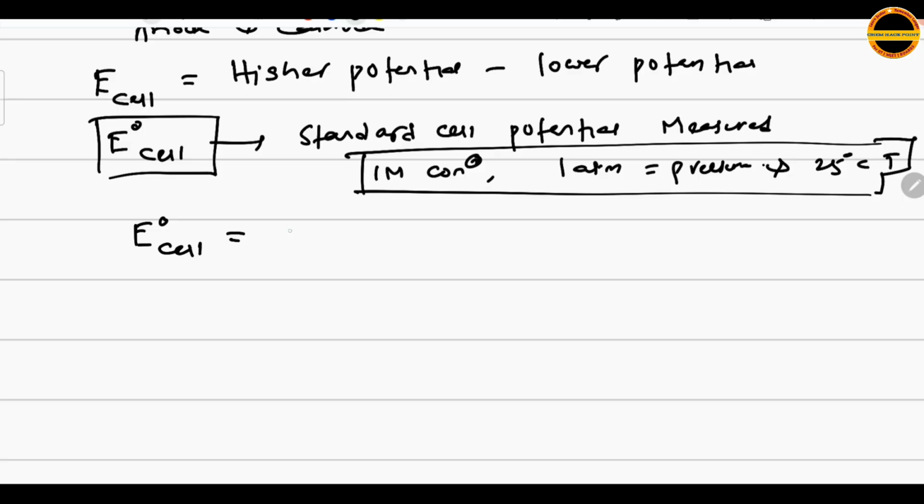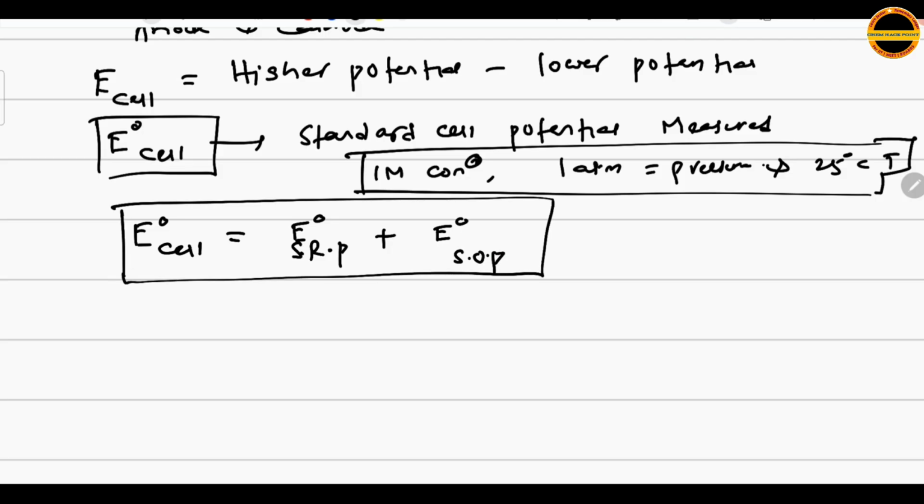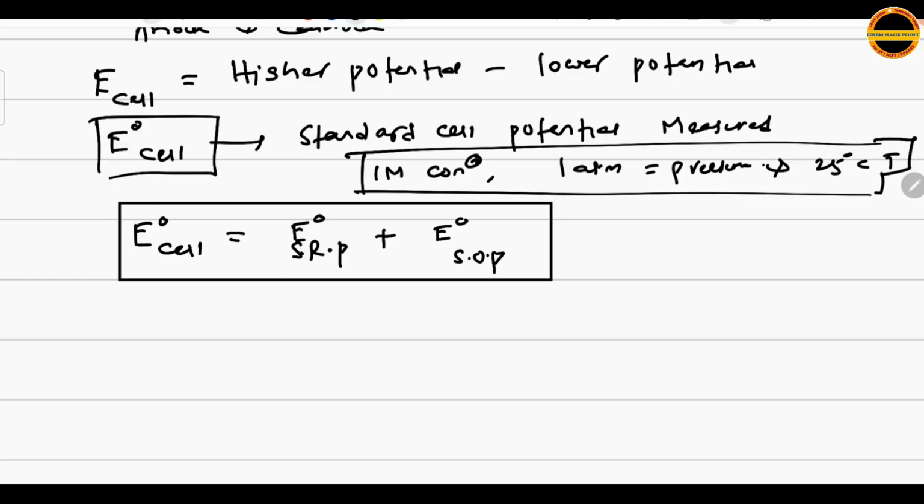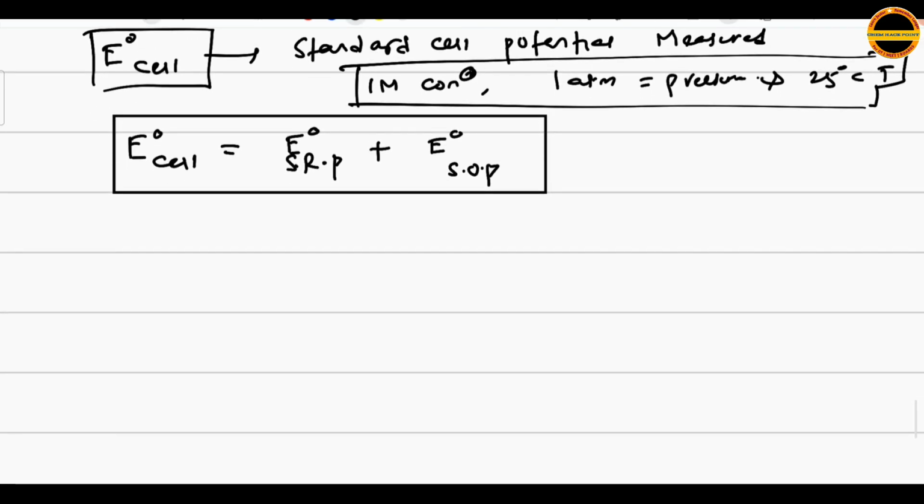So for example, E naught cell, you can calculate in different ways. For example, if I use standard reduction potential SRP plus standard oxidation potential SOP. So formula number 1: you can calculate E naught cell by using E naught SRP plus E naught SOP. What is SRP? Standard reduction potential. SOP is standard oxidation potential.